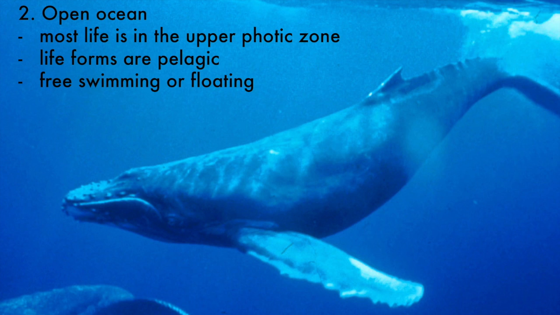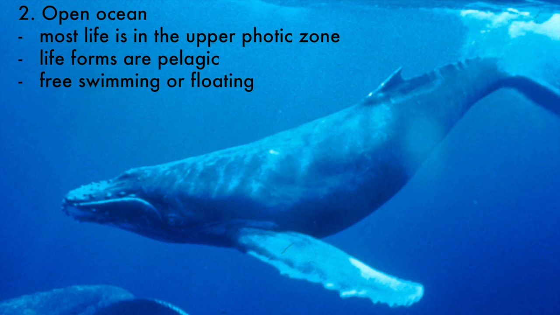When you get away from shore, you get out into the open ocean where you can't see any land masses. Within the open ocean, most of the life is going to be found towards the top of the ocean, the part near the surface. And the reason is because that's where light can penetrate, and light means photosynthesis, and photosynthesis means you can have the basis for an ecosystem.